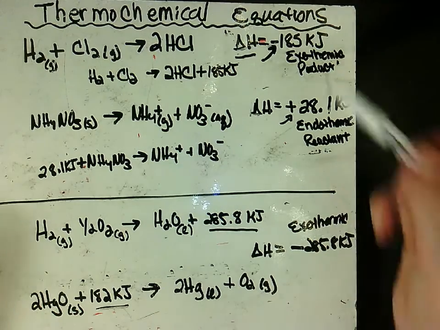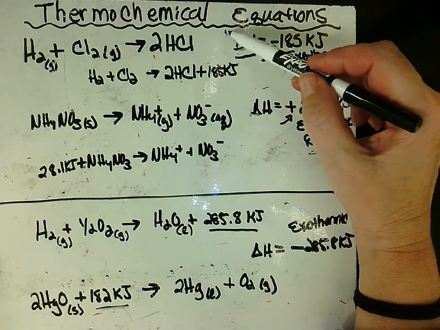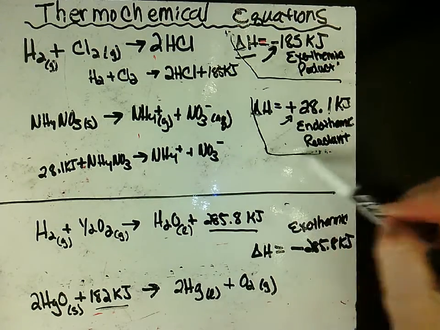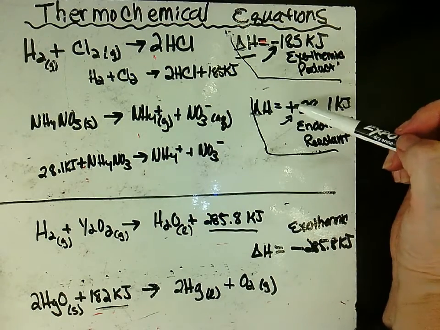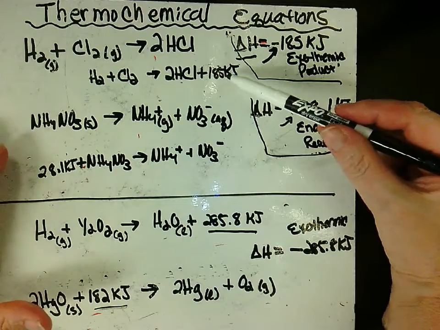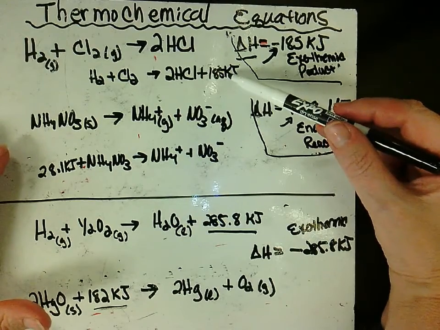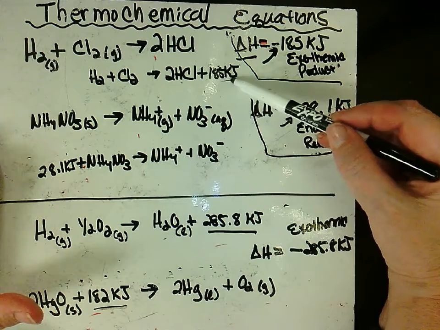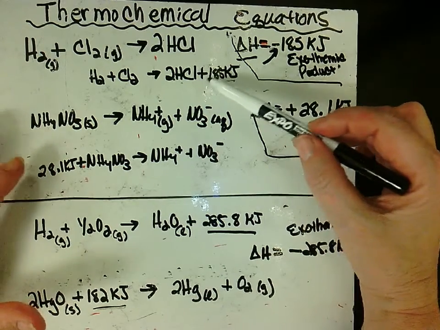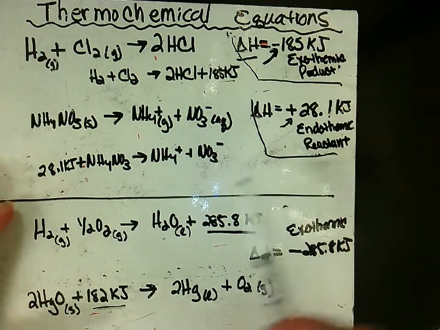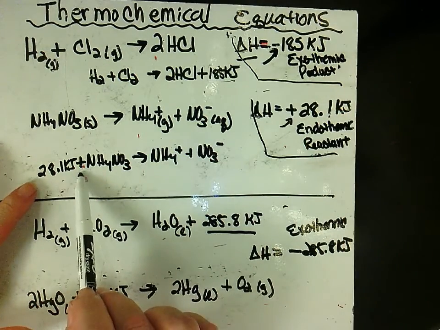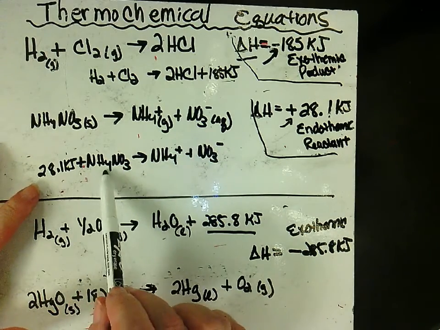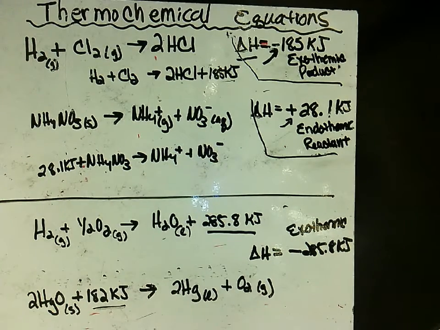So to review, if it's outside the equation, so if we have this delta H, we will have a positive or negative sign. If it's inside the equation, we know it's exothermic if it is a product and it's on the right side of the equation. Notice we just added to the right side. Or if it's added to the reactant side, it's going to be endothermic because I added it to the reaction to get things going.